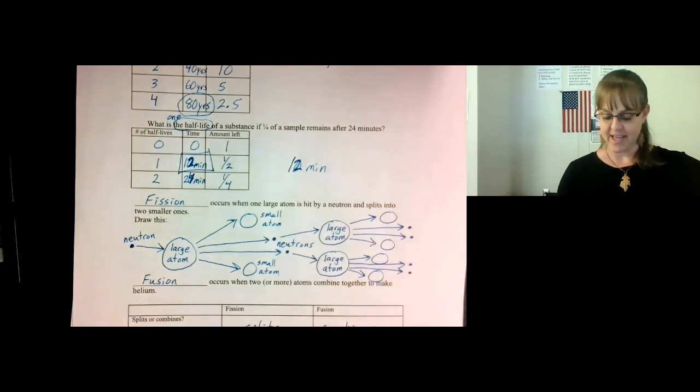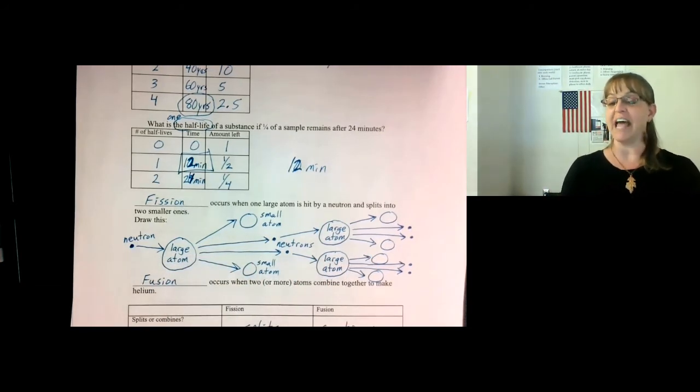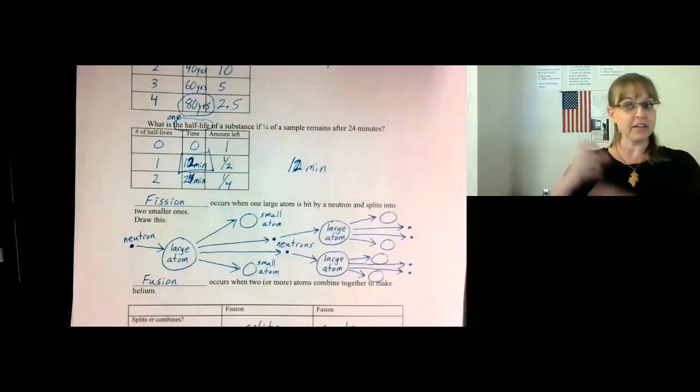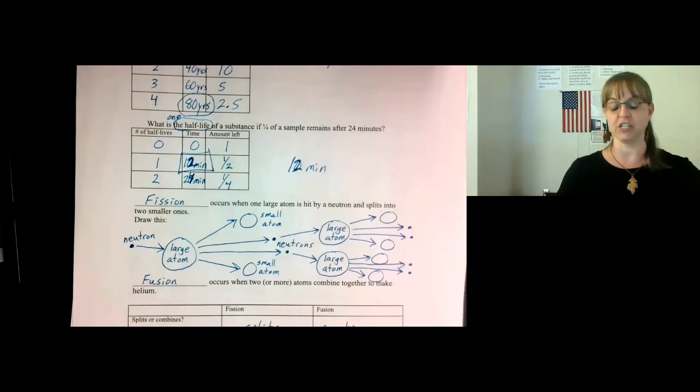So this is how nuclear fission happens. It fissions exponentially. And that's how a nuclear bomb happens, because all of a sudden it's increasing so fast and getting so hot, everything just explodes.